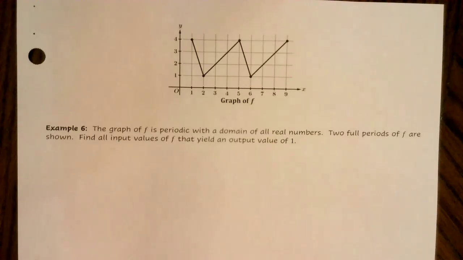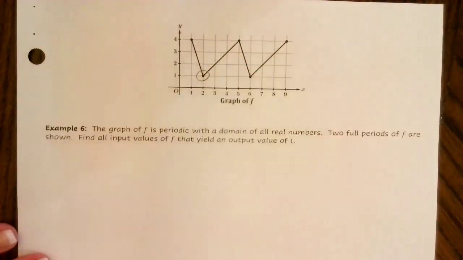Here we have the graph of f. It tells us the graph of f is periodic with a domain of all real numbers. 2 full periods of f are shown. Find all input values of f that yield an output value of 1. So we're talking about 1, which is this value right here.